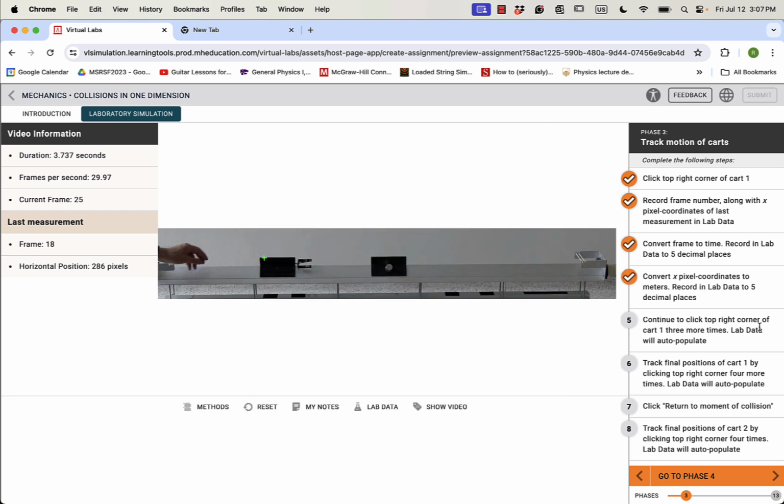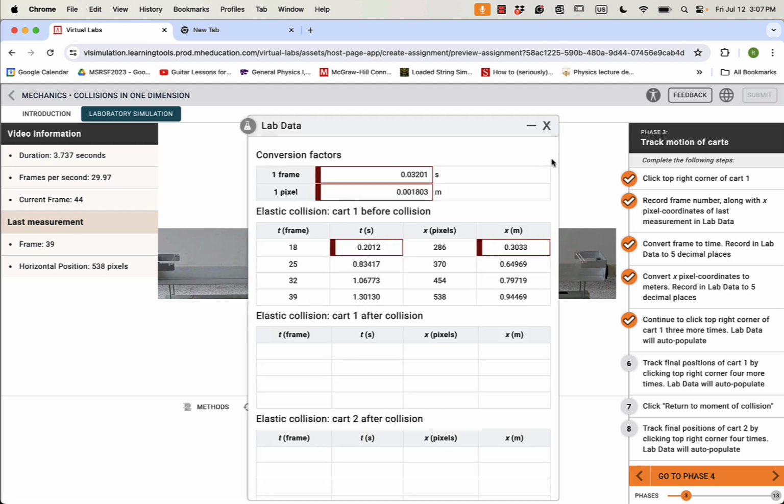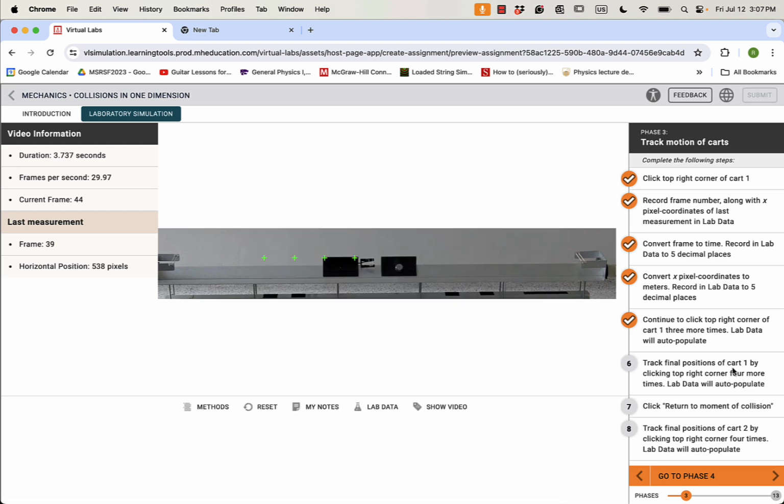Continue to click the top right corner of cart 1 3 more times. Okay, so that's 2 and then 3. So that will populate the lab data. So you see that it's populated now. Track the final position of cart 1 by tracking the top right corner 4 more times. Okay, so now this is after the collision. Okay, so the green one is before collision. Now they collided, and now we are looking for the position after collision. So that's the first one after collision, second one after collision, third one after collision, and fourth one after collision.